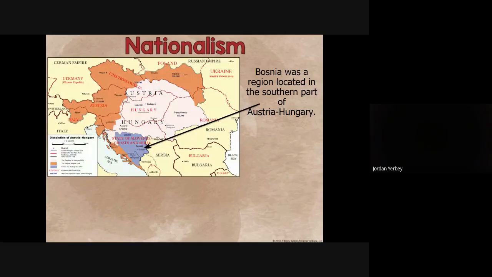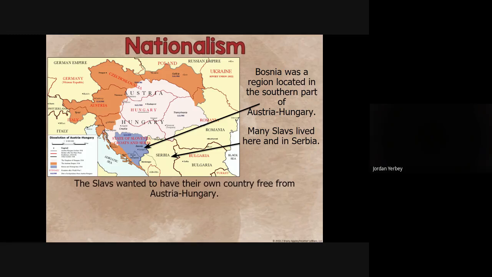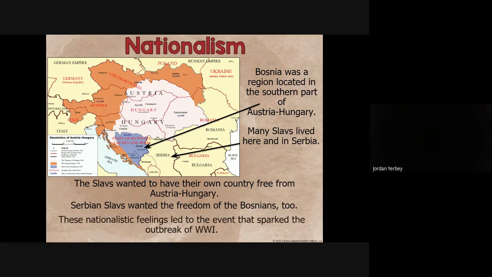You have Bosnia, a region located in the southern part of Austria-Hungary, and the plan was that Serbia wanted control of this area because many Slavs lived here and in Serbia, and so they wanted to have their own country free from Austria-Hungary. Well, this caused a lot of problems. This nationalism, these uprisings, they wanted, like I said, their freedom, and these nationalist rebellions led to an event that sparked the outbreak of World War I, which we'll talk about in just a second.